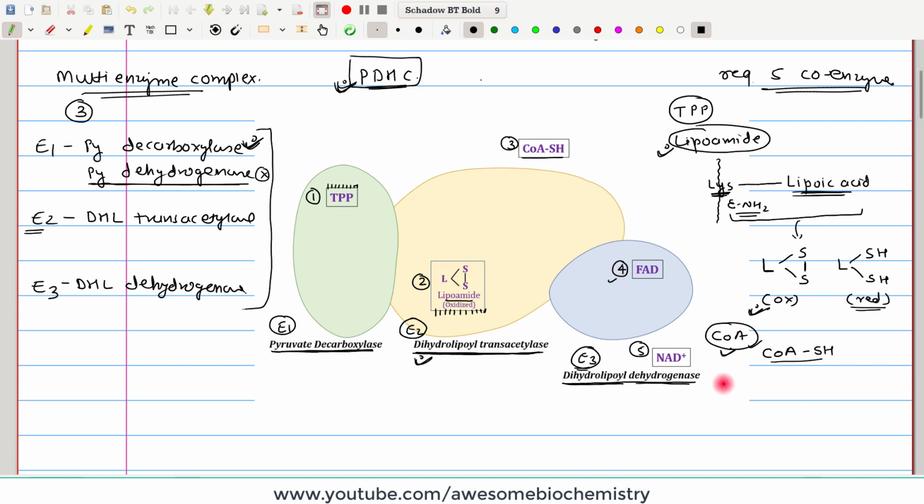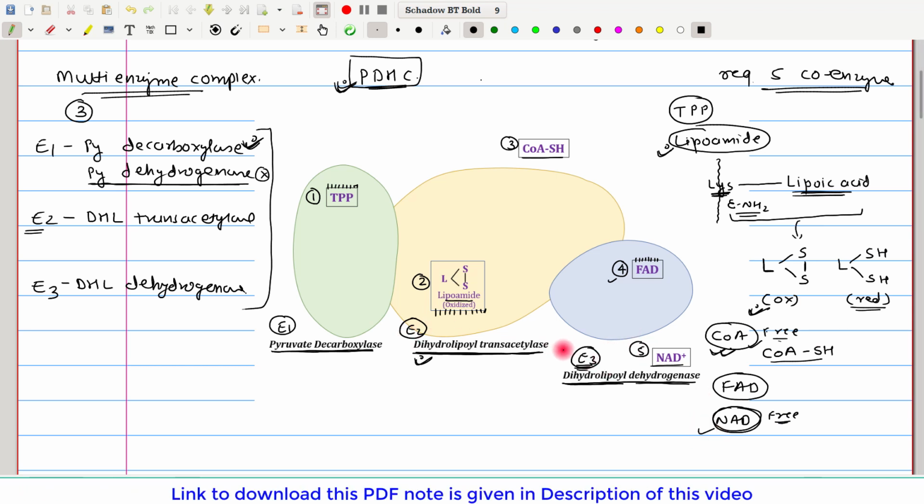The fourth coenzyme is flavin adenine dinucleotide. This flavin adenine dinucleotide is covalently bound with this E3 part, that is dihydrolipoyl dehydrogenase. And the last and final coenzyme is NAD+, that is nicotinamide adenine dinucleotide. Just like coenzyme A, this NAD is not bound with any of the protein parts, it is free. But they are required for the proper activity of this complex. NAD is required for the proper activity of E3 and coenzyme A is required for the proper activity of this E2 part. That thing we have to keep in mind.